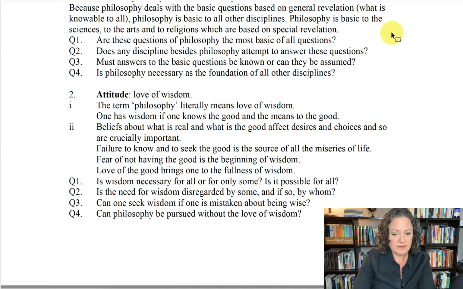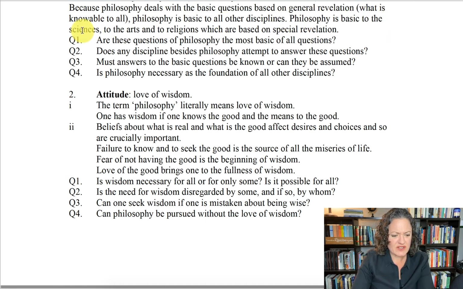Okay, let's wrap up this section. Because philosophy deals with the basic questions based on general revelation, not any kind of religion, not any kind of religious texts, this is what's knowable to all people. Philosophy is basic to other disciplines like sociology, anthropology, film studies. What other classes might you take? Biology, physics, computer engineering. Philosophy is basic to all of those because those disciplines have assumed answers to how do we know what is the good and what is real.